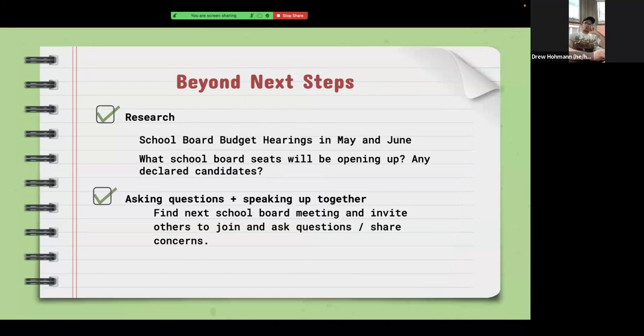And like we mentioned, part of that cycle is doing research, right? Something that we are going to be doing a lot of work around coming May and June are the school board budget hearings. That is a chance for the community to actually go and talk to the school board about what the budget is going to look like. As we discussed earlier in the training, funding is so important for what goes on in our schools. That is a chance to have a say in that. So definitely be looking out for those school board budget hearings.